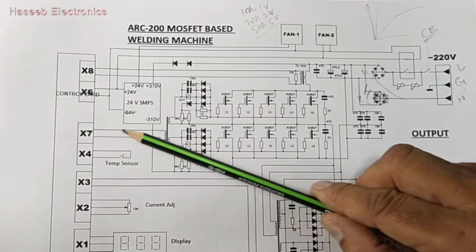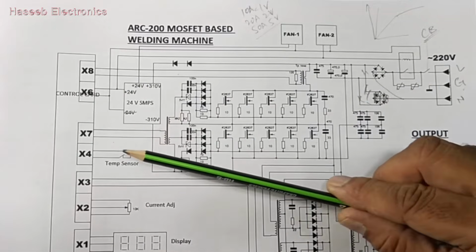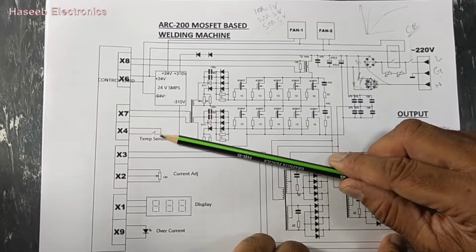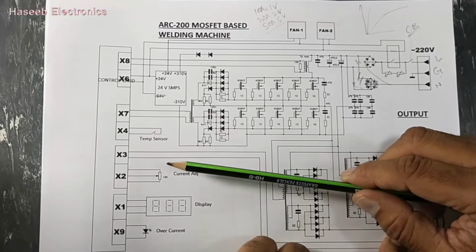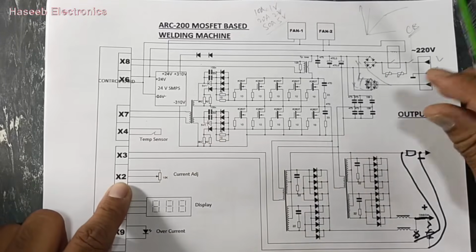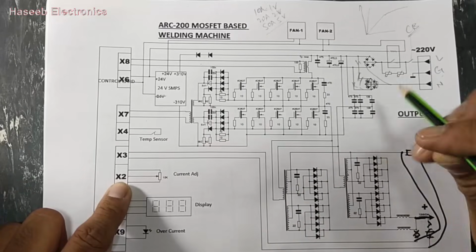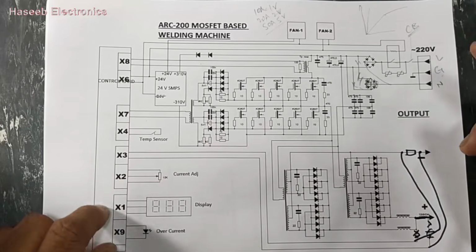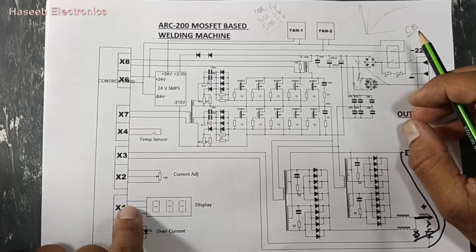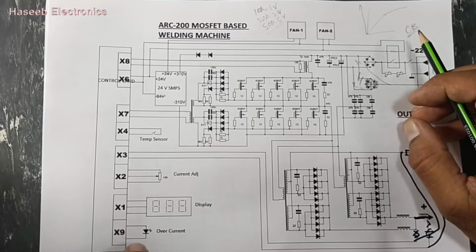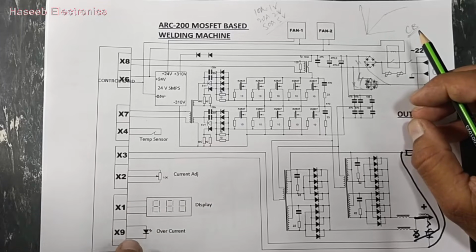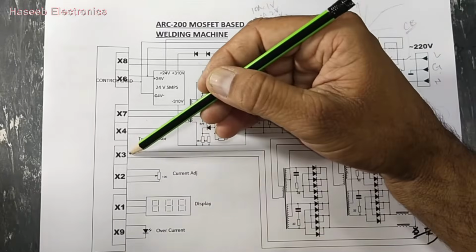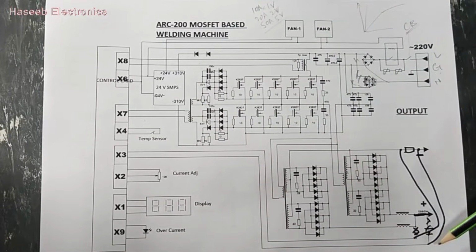The X7 connector will drive this pulse transformer. The X4 connector is the connection for the temperature sensor. The X2 connector is for the front panel potentiometer to set the current. X1 is to connect the display, and X9 is for the overcurrent LED. The X3 connector is used to sense the output current.